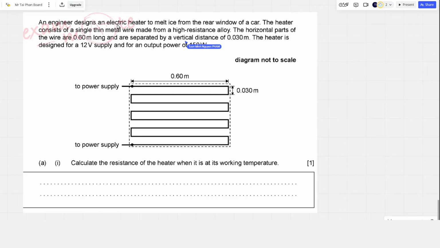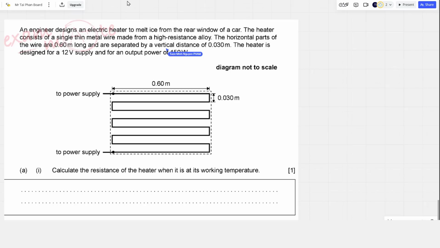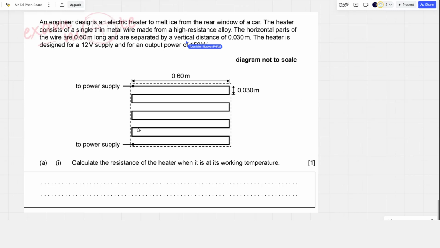An engineer designed an electric heater to melt ice from the rear window of a car. The heater consists of a single thin metal wire made from a high-resistance alloy. The horizontal path of the wire is 0.6 meter long and separated by a vertical distance of 0.03 meters. The heater is designed for a 12 volt supply and for an output power of 150 watts. Calculate the resistance of the heater at its working temperature.